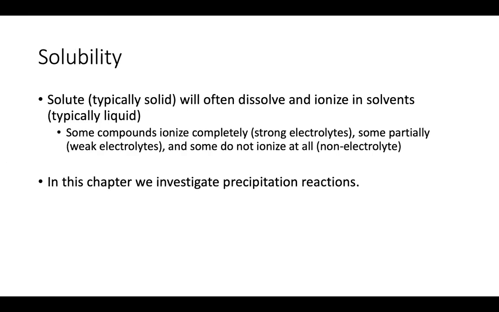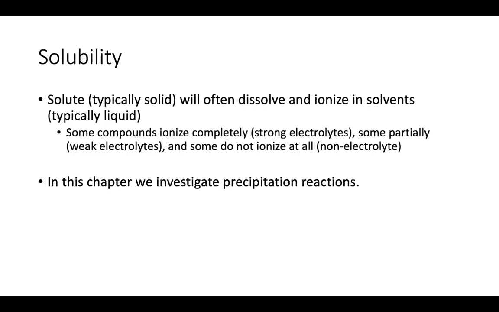So the solute, right, we add that to a solvent, and when that happens, they often dissolve and ionize. Now, ionizing just means something splits into its ions, right? So NaCl would split into Na plus and Cl minus, right? An anion and a cation. Okay, and so strong electrolytes are compounds that ionize completely, right?